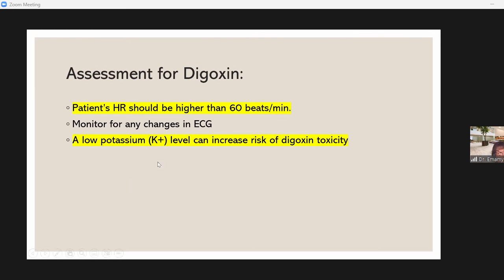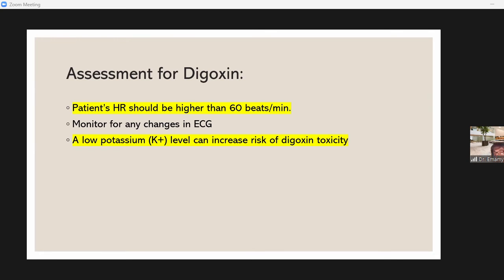And potassium level is very important. Low potassium level, hypokalemia, increases risk for digoxin toxicity. So digoxin is a drug that has very little or narrow margin of safety.